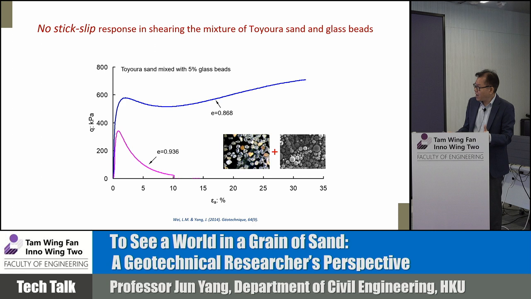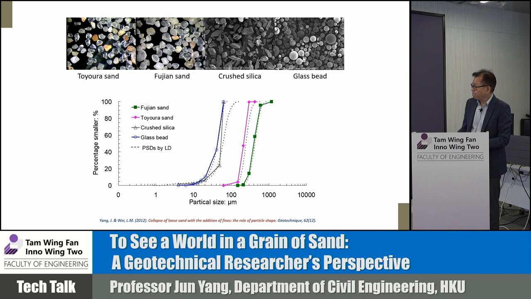So here we have the question again. What's the possible reason? We test the Fujian sand with 5% glass beads and observe the stick-slip response, but we test the Toyota sand mixed with 5% glass beads and don't see this. We consider all these observed differences to be associated with the particle shapes of these materials.